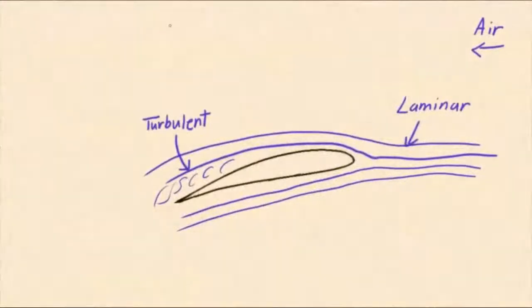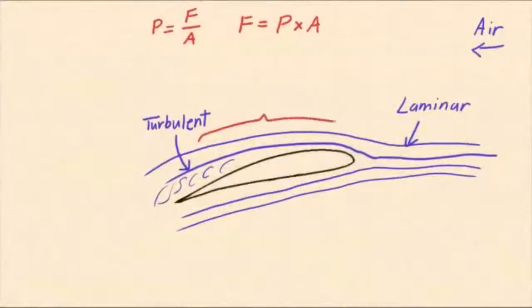Pressure is defined as force divided by area. However, since we are most concerned about the forces of lift and drag, it is easier to write the equation as force equals pressure times area. Pressure differences between two surfaces of an object create a force going from high to low pressure, because the pressures want to equalize. Let's identify the areas of high and low pressure.